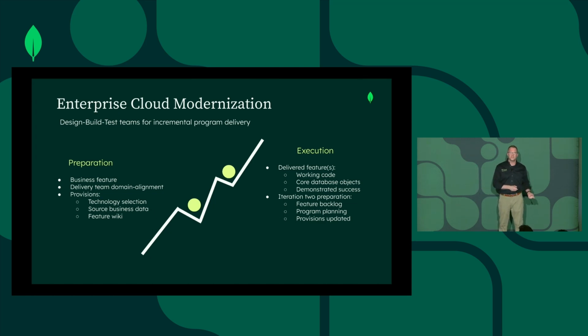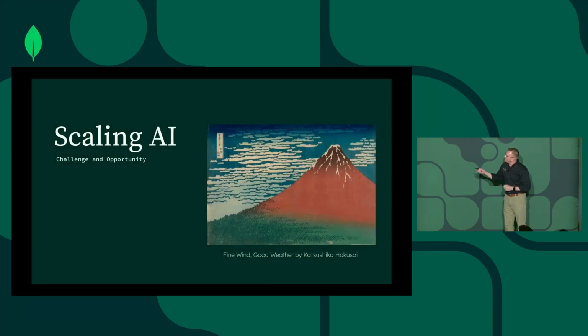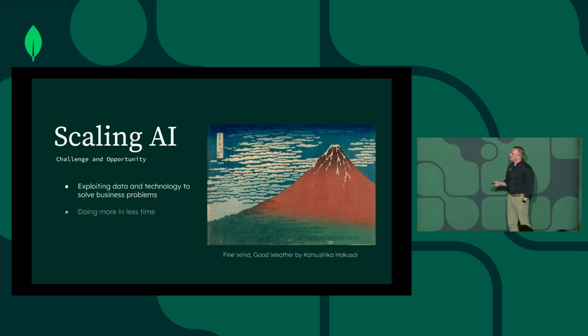What other features does that product owner want against that one database object that I can start getting them thinking about right now while we're delivering feature 1 and release 1? Scaling AI, back to the AI point, we're all in this kind of large conversation globally about what AI can do for us. Truly, it's about exploiting data and technology to solve business problems, making our lives better, reducing operational expenses. And what that really means is it's obviously doing more in less time, right?